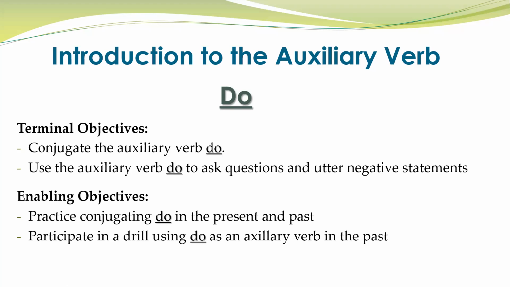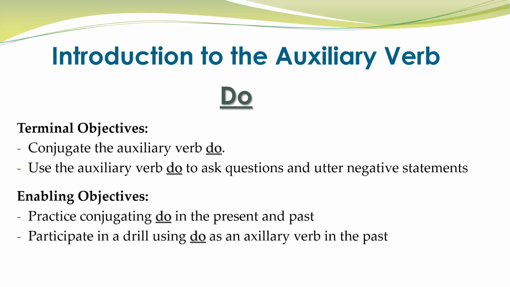The final learning objective, or terminal objective, for this lesson would be the ability to conjugate the auxiliary verb do. Also, by the end of the lesson, you should be familiar with the way you should ask questions and make negative sentences using the auxiliary verb do.